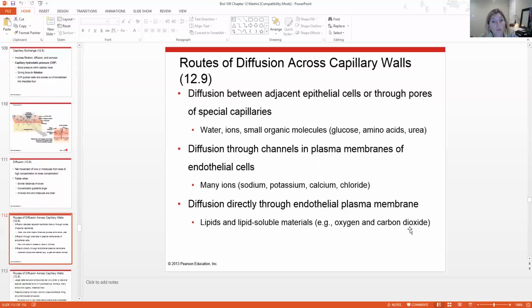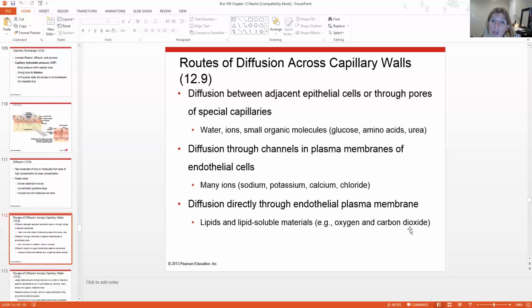So there's different routes across the capillary walls. Different cells and different solutes are going to take different routes. So the diffusion between adjacent capillary or epithelial cells through pores of special capillaries, like water, ions, small organic molecules, could just go through the pores. Diffusion through channels of the cell membrane would be things like charged ions, sodium, potassium, chloride, etc.